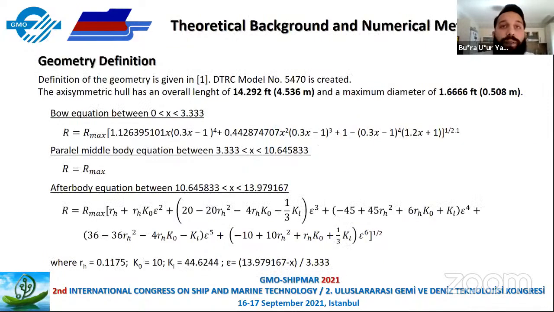The overall geometry in open source documents is issued by DARPA for two submarine models, namely DTRC model No. 5470 and 5471, and these are identical. Therefore, DTRC model 5470 is implemented in the study. The axisymmetric hull has an overall length of 4.536 meters and a maximum diameter of 0.508 meters. Bow equation, parallel mid-body equation, and after-body equations are given respectively in this slide.